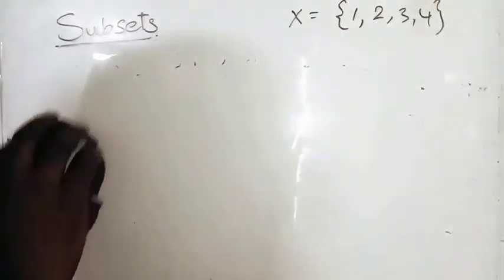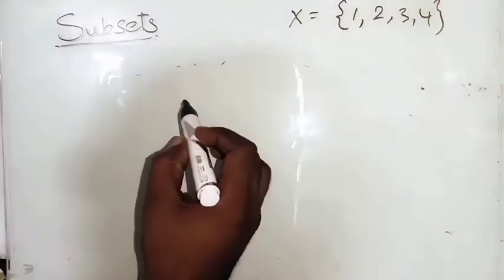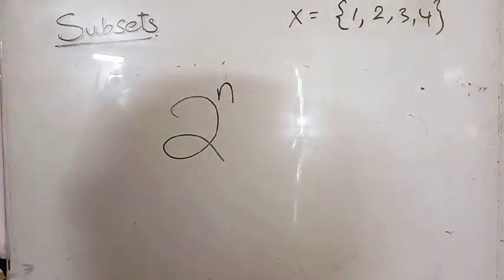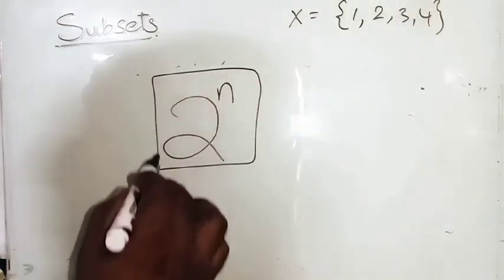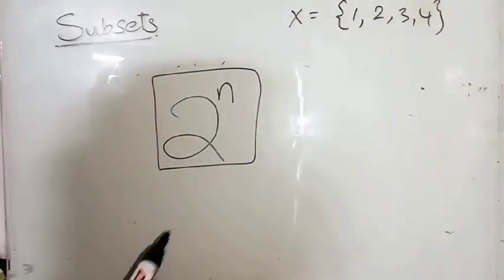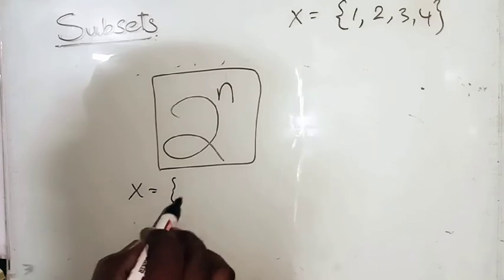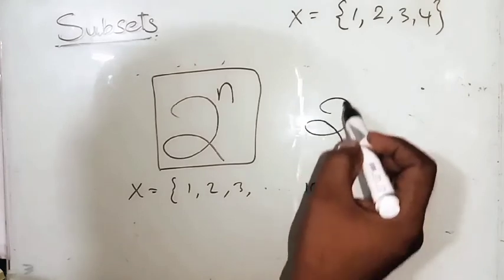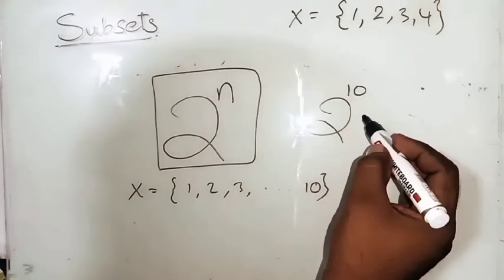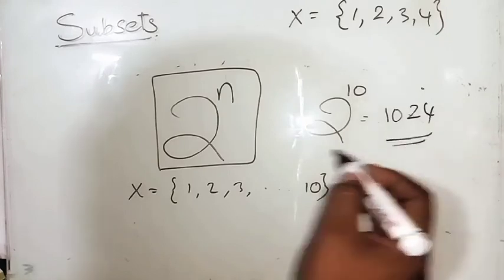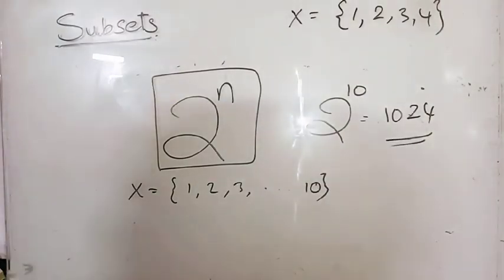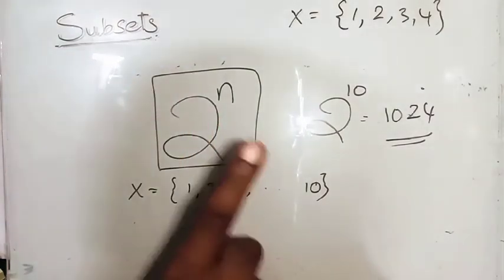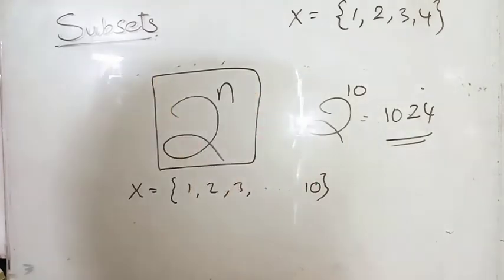It's very simple to identify. We just have to use the formula 2 raised to n. 2 raised to n is the formula we use to find the number of subsets. If there are 10 elements in a set 1, 2, 3 up to 10, then there will be 2 raised to 10 subsets. That is 1024 subsets. In those 1024 subsets, 2 subsets are the null set and the set itself.